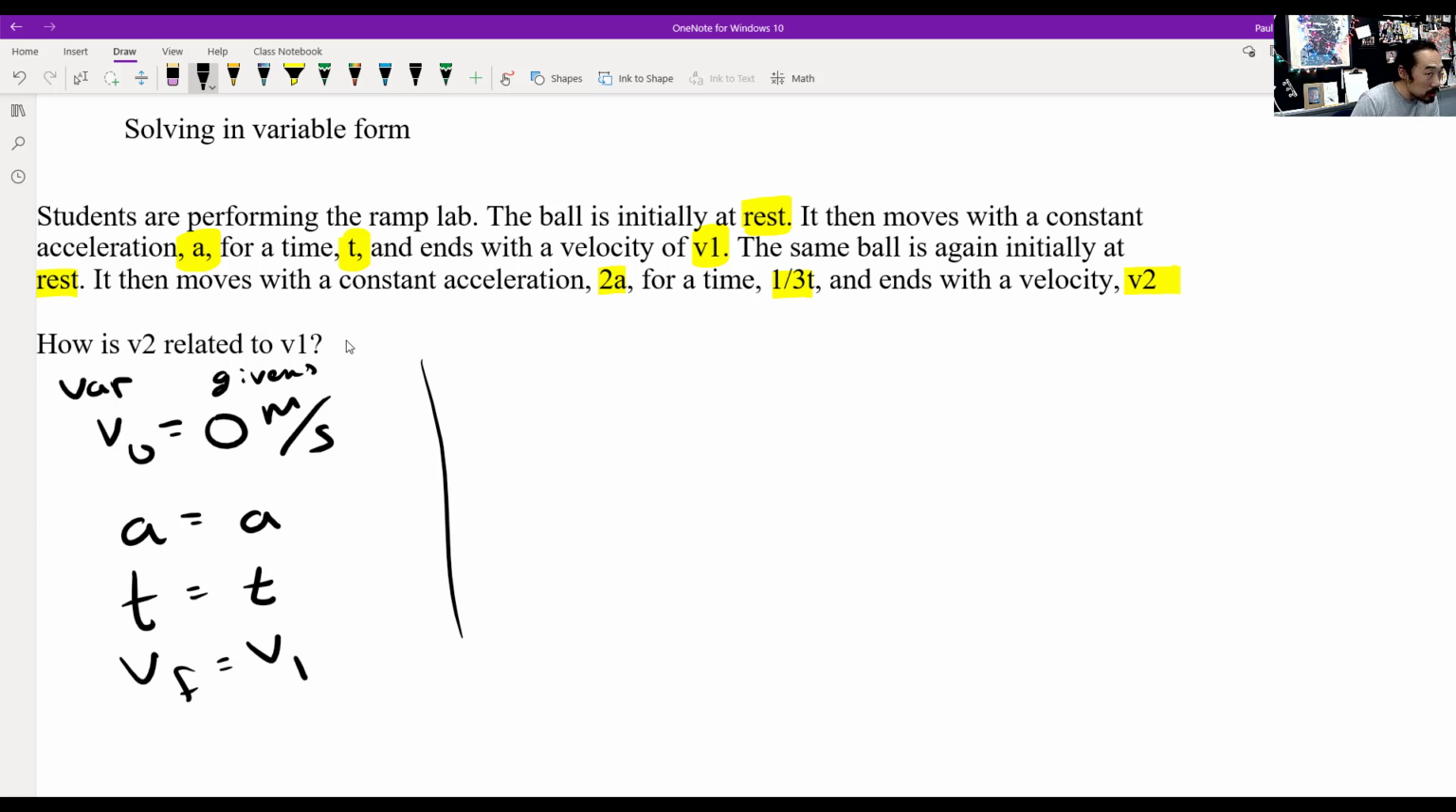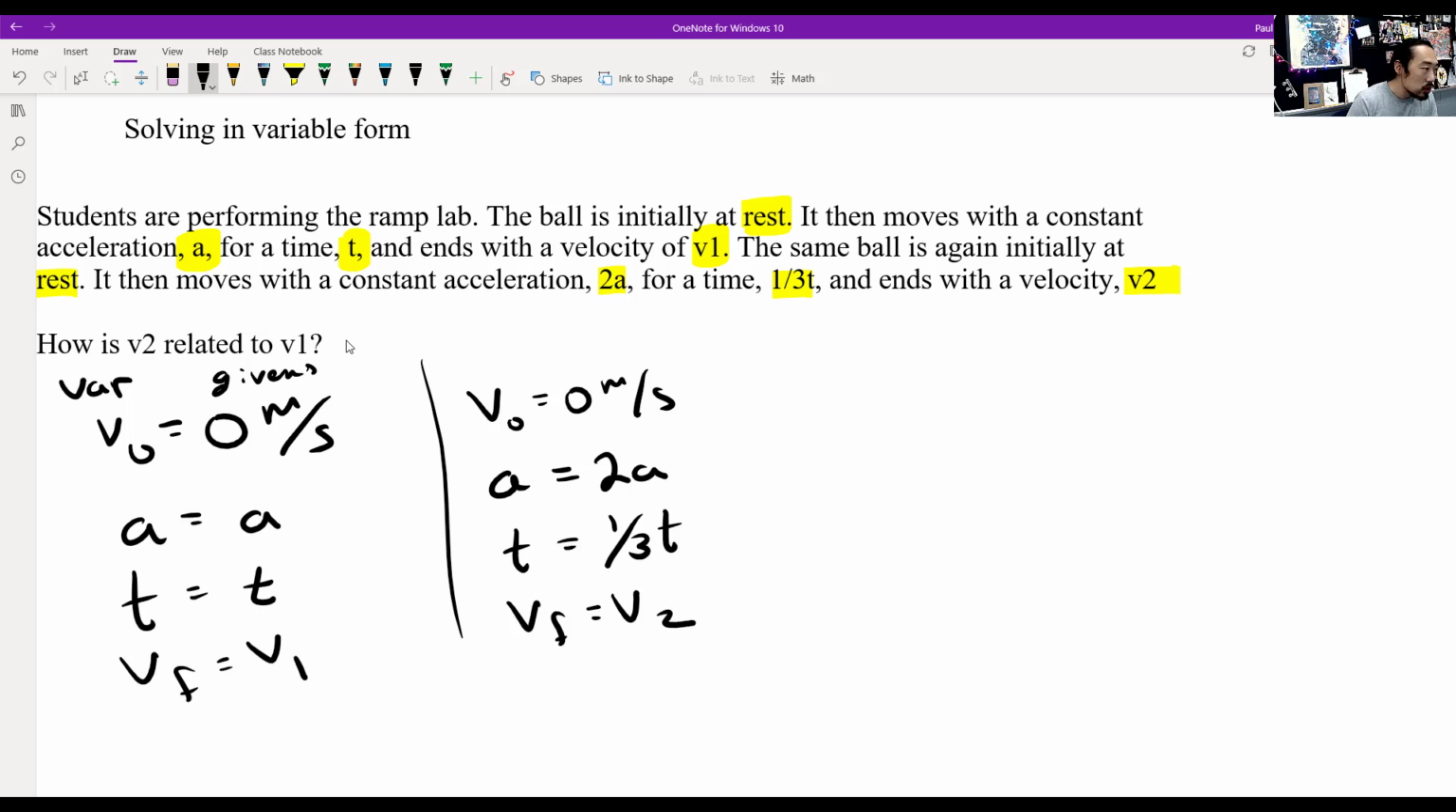It says the same ball is again initially at rest, so v initial is still going to be 0 meters per second. It then moves with a constant acceleration of 2a, so my acceleration is no longer a, but rather 2a, for a time that is a third of the initial time, so my time is actually 1/3 of the initial time of travel, and it ends with a final velocity of v2. So one more time, this left-hand column, these are all my variables, and my right-hand column, these are all of my givens. Okay, so once you do that, and if you have a sketch, that's fantastic, but I highly recommend that you actually physically write out all the givens in this fashion.